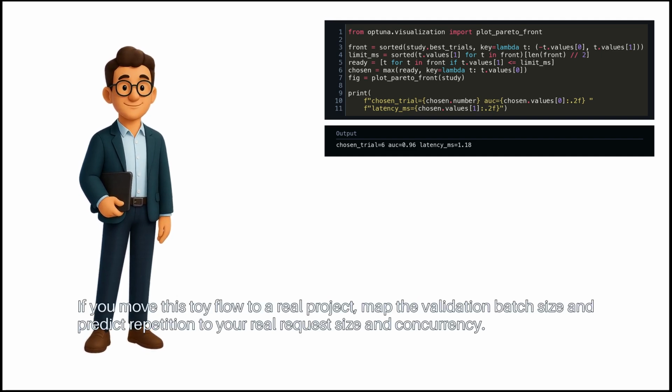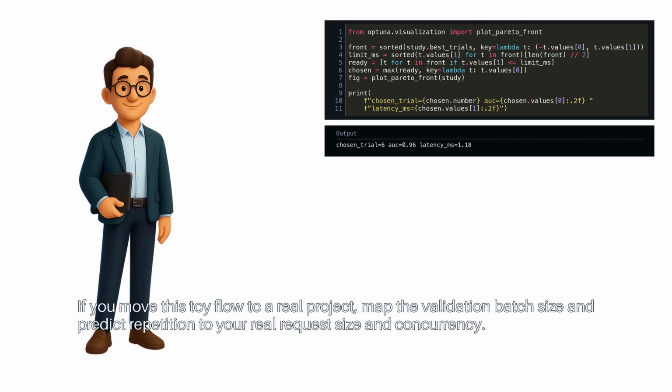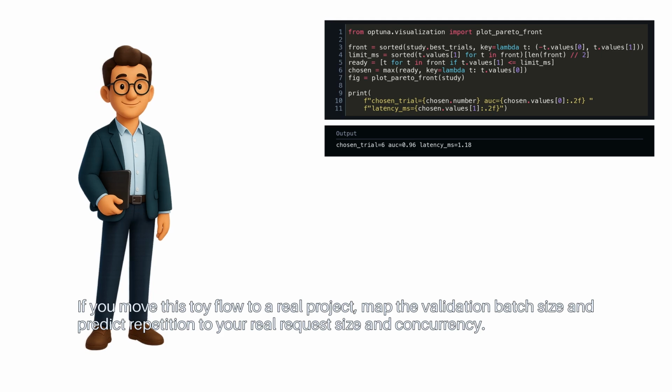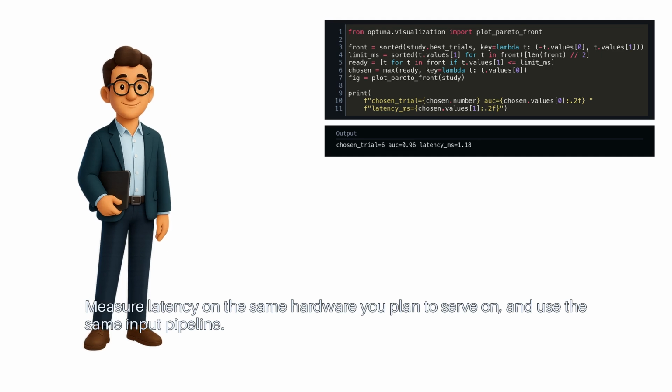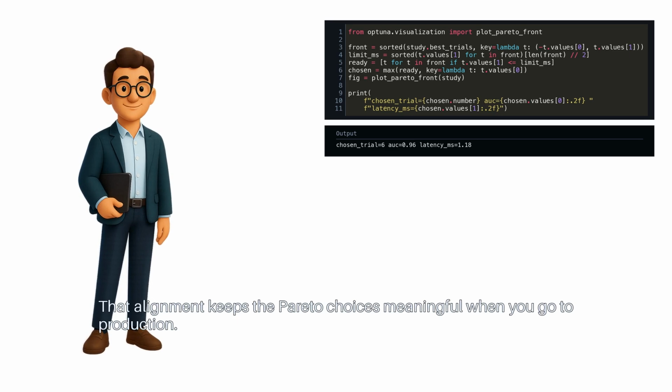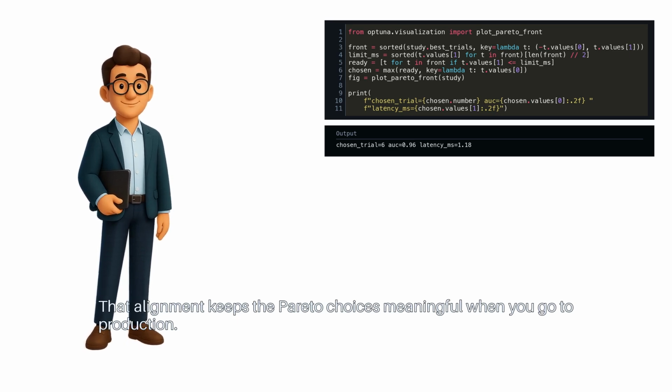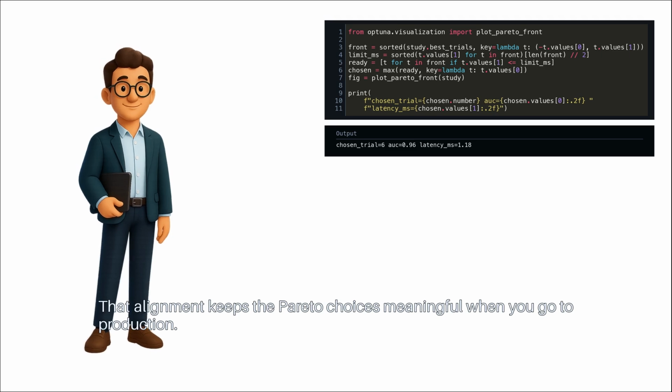If you move this toy flow to a real project, map the validation batch size and predict repetition to your real request size and concurrency. Measure latency on the same hardware you plan to serve on, and use the same input pipeline. That alignment keeps the Pareto choices meaningful when you go to production.